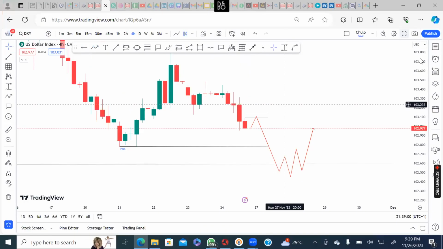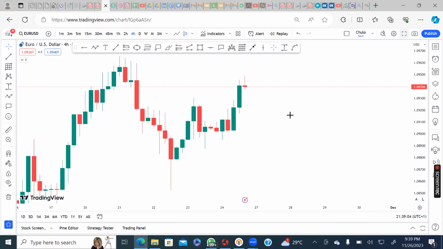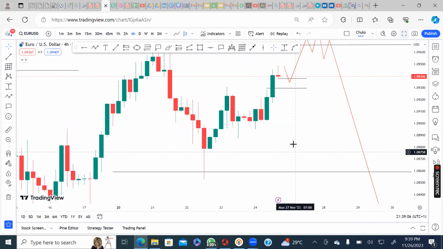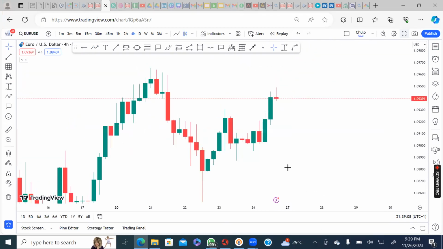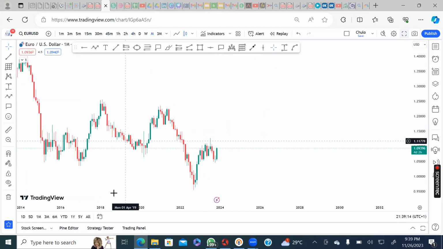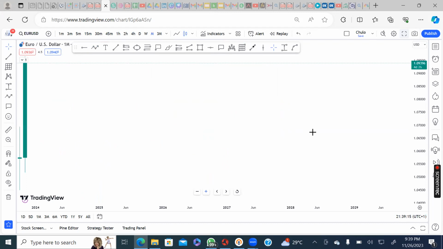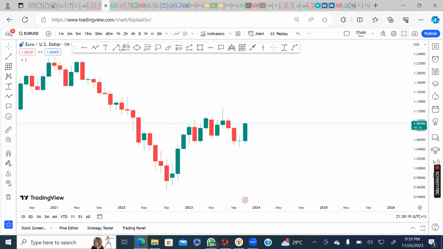So now let's look at Euro USD. Remember, Euro USD is like the inverse of DXY. Starting from the monthly on Euro USD, I can clearly see this buy stop liquidity here. Sorry, these stop points here. I can clearly see these stop points and this break of structure here.